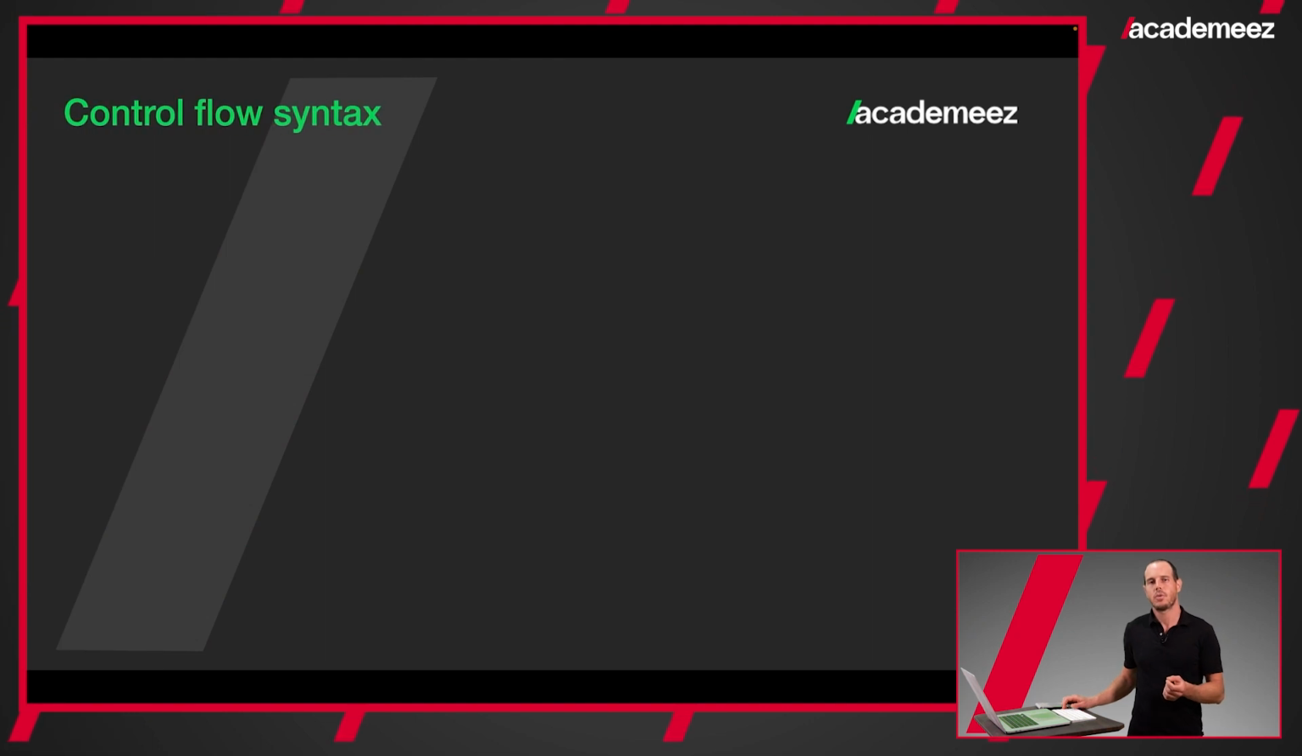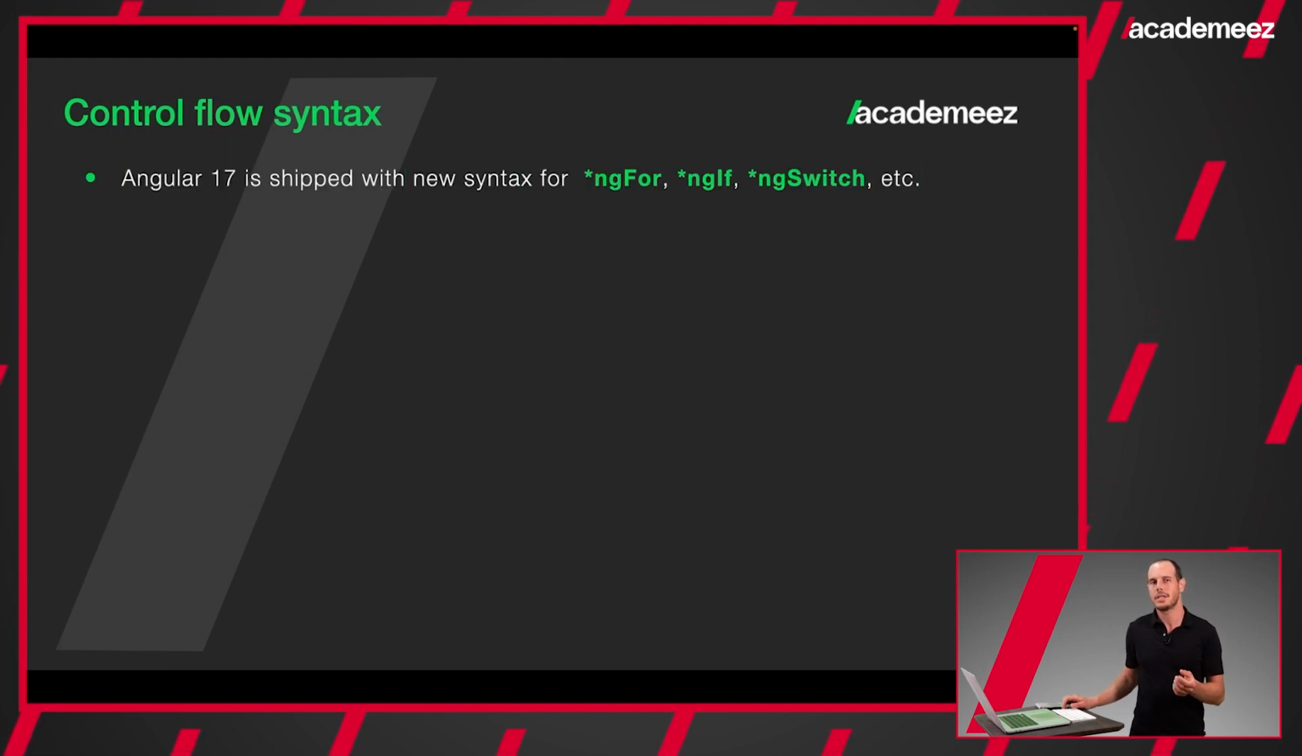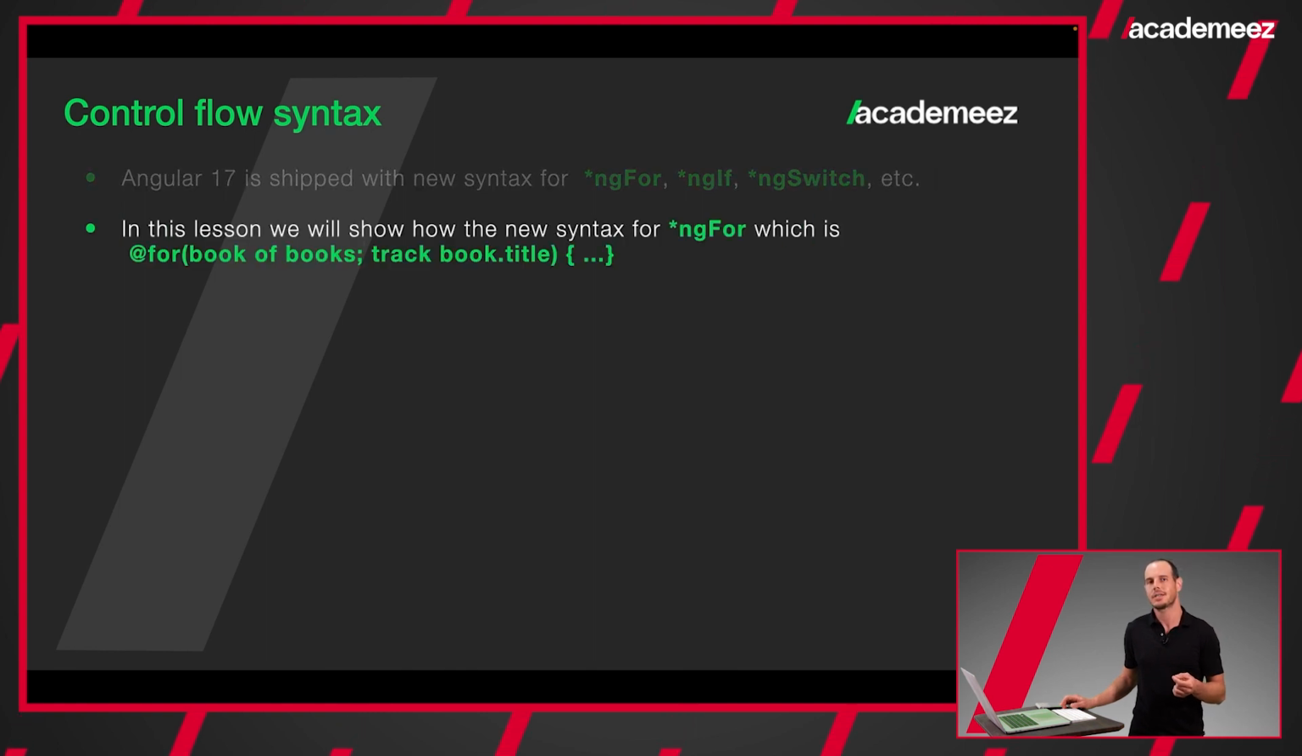Angular 17 is shipped with the new control flow syntax. This means we now have additional syntax to write those common structural directives like ngFor, ngIf, ngSwitch. And in this lesson, we're going to discuss the syntax for looping over iterables. Since Angular 17, it's recommended to stop using ngFor and use this new syntax instead. And we will explain in this lesson the benefits of this new syntax.